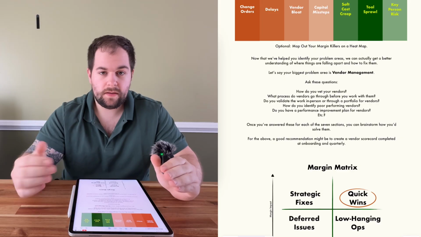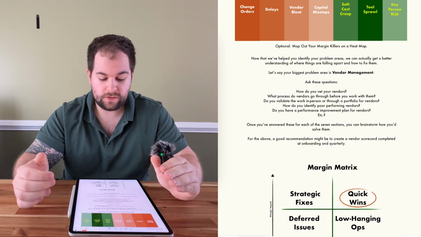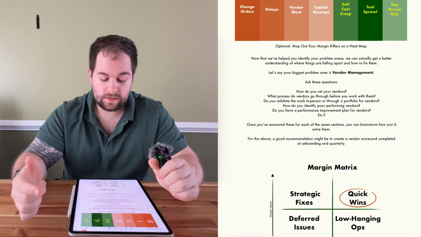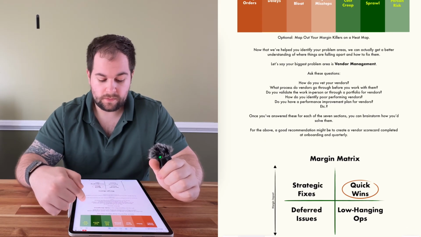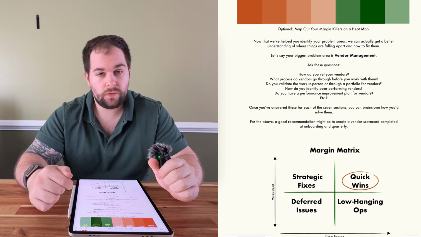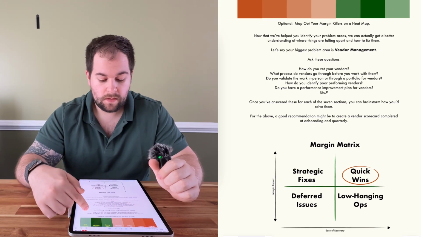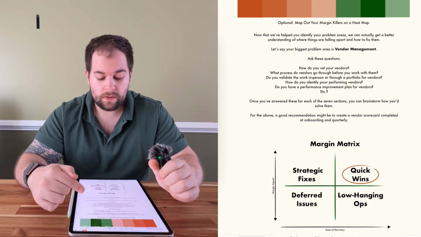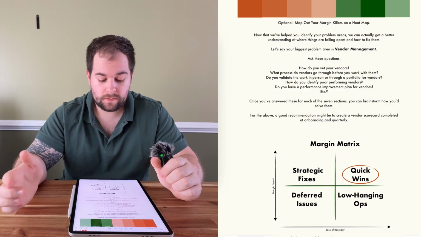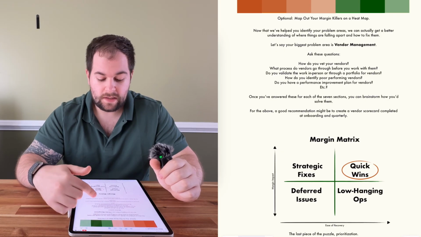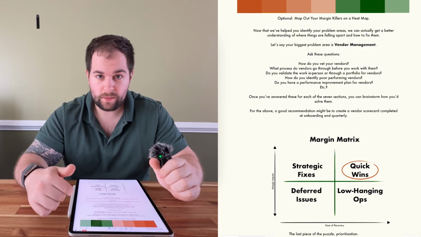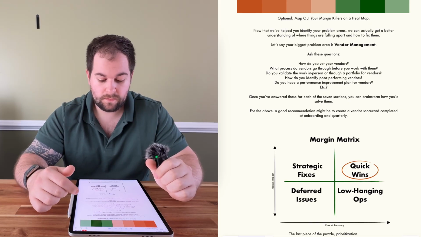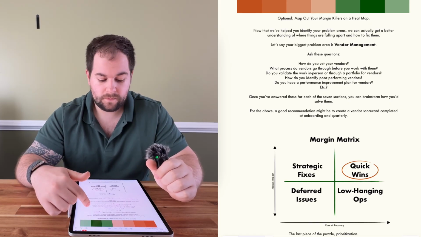So let's say that your biggest problem is vendor management. You're going to want to ask some questions like these. How do you vet your vendors? What process do vendors go through before you work with them? Do you validate the work in person or through a portfolio? How do you identify poorly performing vendors? Do you have a performance improvement plan, or a PIP, for your vendors, etc.?